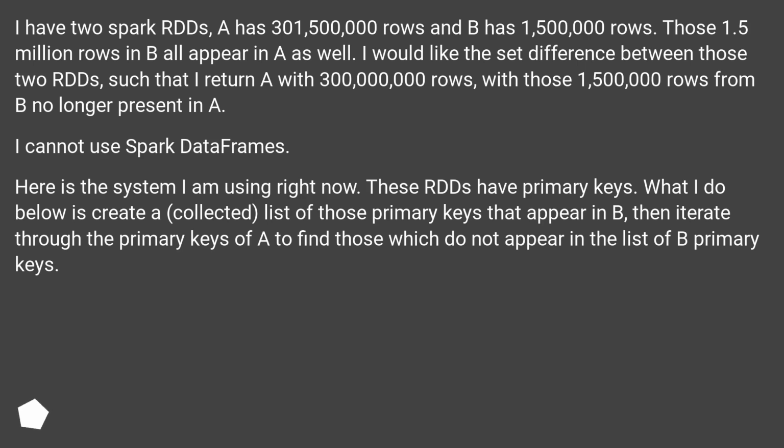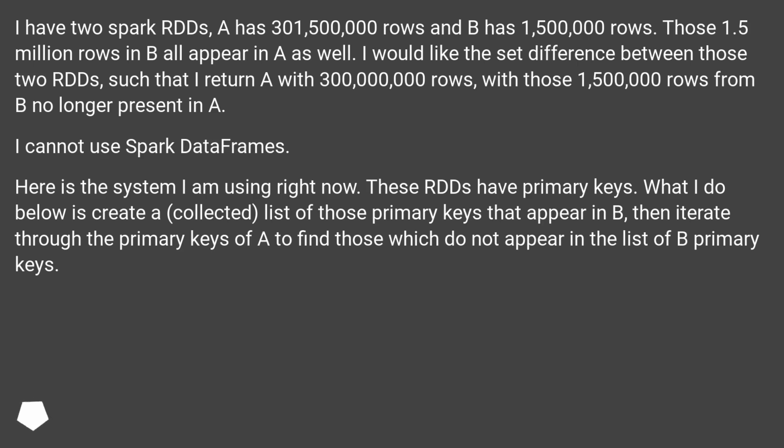I would like the set difference between those two RDDs, such that I return A with 300 million rows, with those 1,500,000 rows from B no longer present in A. I cannot use Spark data frames. Here is the system I am using right now.